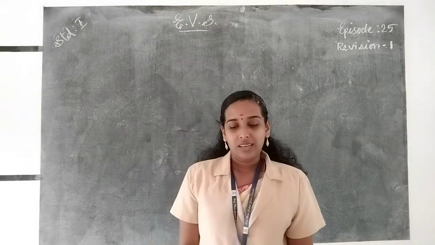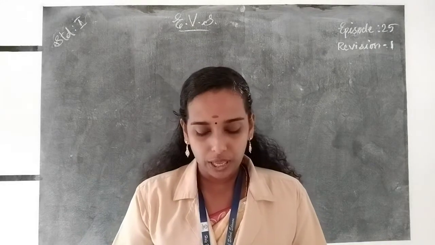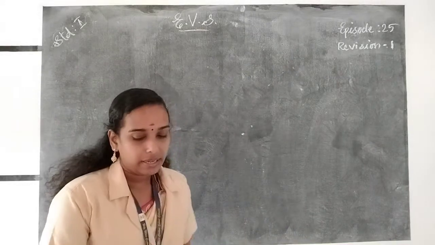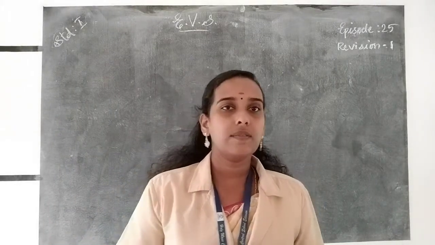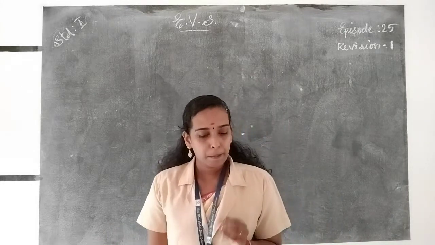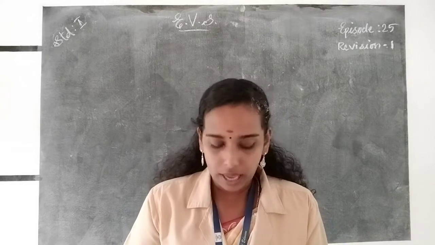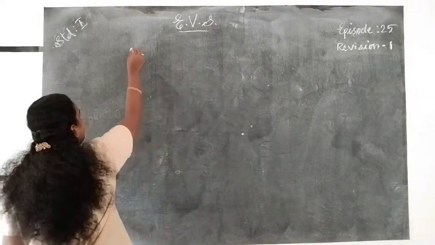In the last class we discussed our lesson 5, and it was your revision class. In this class we are going to discuss our first two lessons in the EVS portion. The first lesson is Plants Around Us, and the second one is Animal Kingdom. First, lesson 1, Plants Around Us.